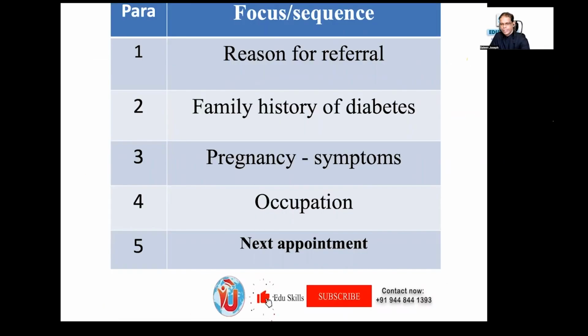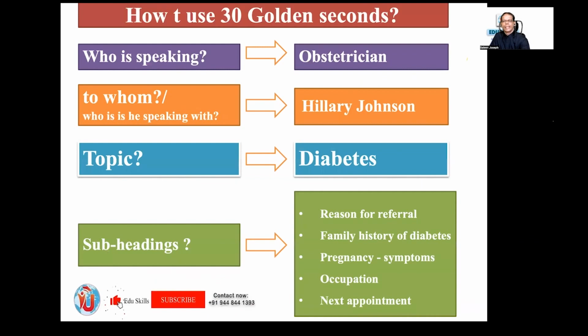See, the next part is this again, same thing as I told you, how to use the golden 30 seconds. This is the second extract, okay? I'm just fast glancing over it. Who is speaking? You have to understand first, obstetrician, to whom is he speaking, or who is he speaking with? Hillary Johnson. Topic is, what is the topic? Diabetes. Subheadings: reason for referral, family history of diabetes, pregnancy symptoms, occupation, and next appointment.